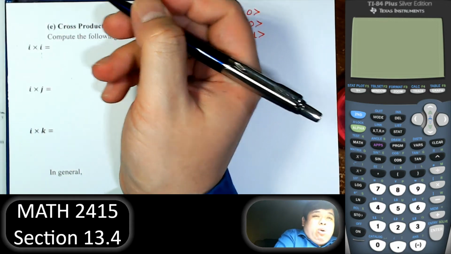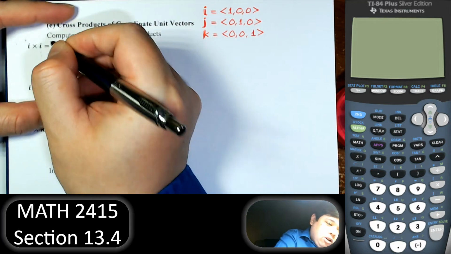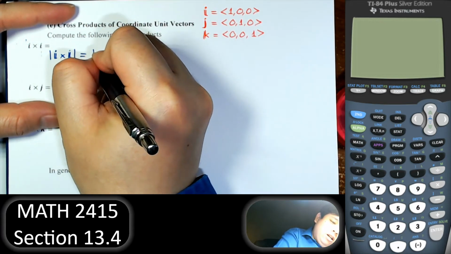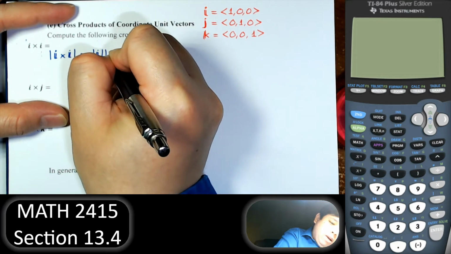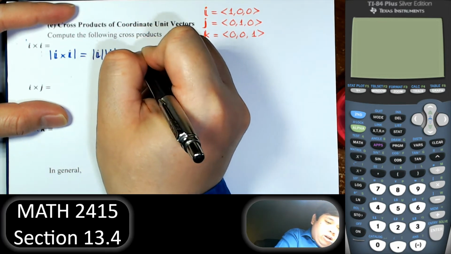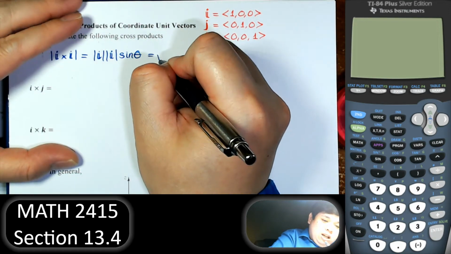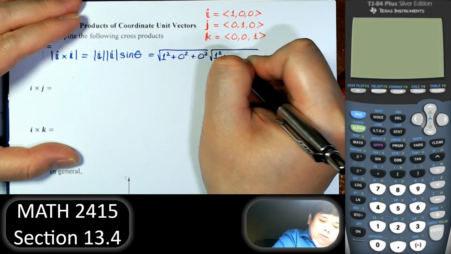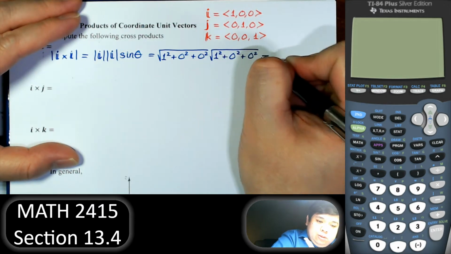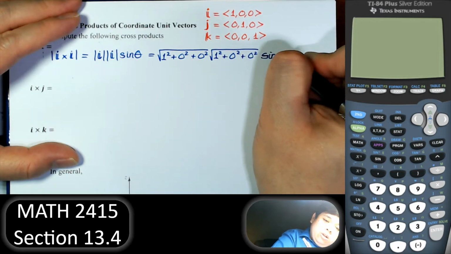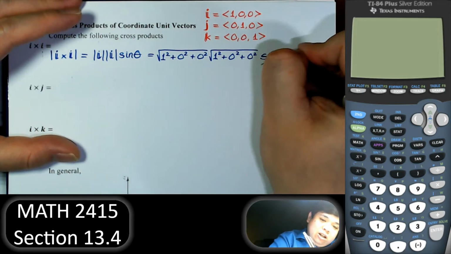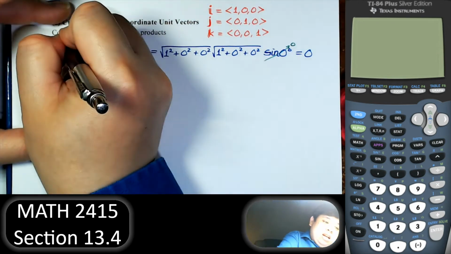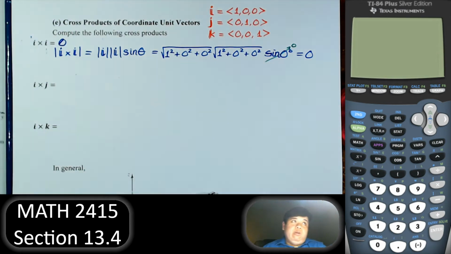later on we'll define the cross product, but for now, we talk about the magnitude of the cross product of i cross i, which is the magnitude of i times the magnitude of i times the sine of the angle in between them. The magnitude is easy, the square root of 1 square plus 0 square plus 0 square. And then sine of the angle between i and i, so 0 degrees. Sine of 0 degrees is 0, so the magnitude is equal to 0, and we can say this is a zero vector.